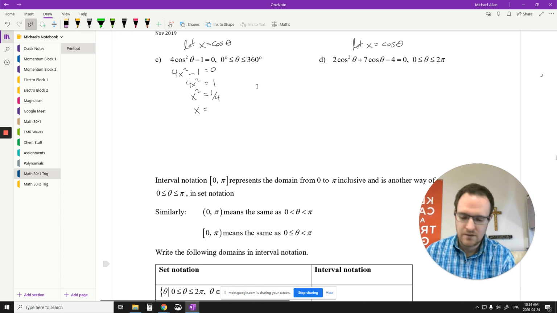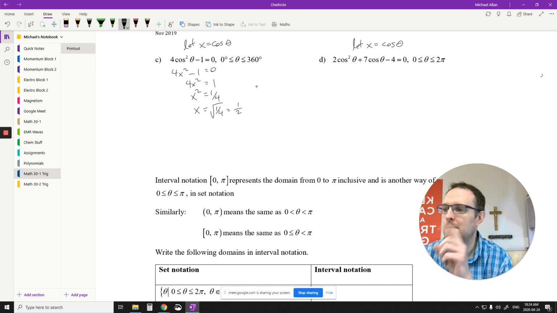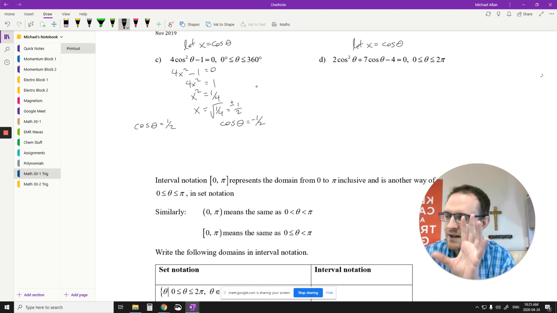So we're going to take the square root of both sides. The square root of a quarter is a half. You square at the top, you square at the bottom. But because you took the square root, there are two answers, positive and negative. So this is positive and negative a half. I have two x's to solve for, and I'm just going to replace the x's back. So I got cos theta is equal to positive a half, and cos theta is equal to negative a half. I'm going to have to solve both of these.